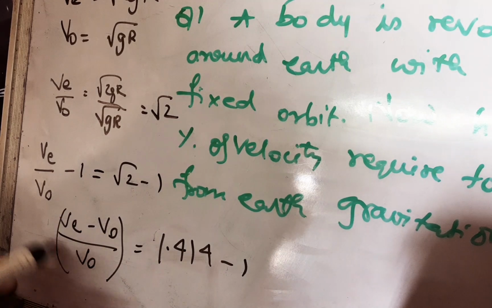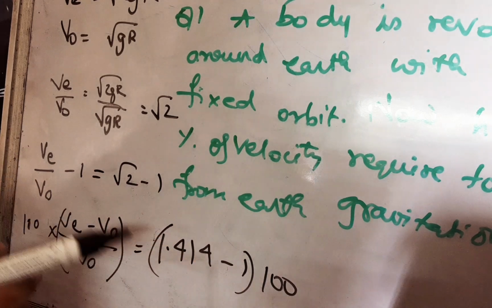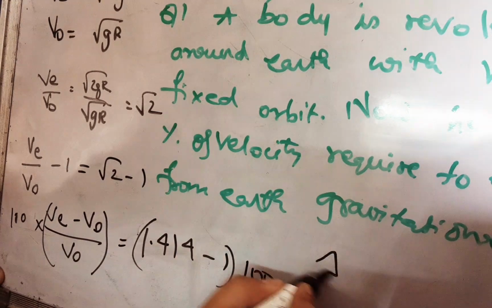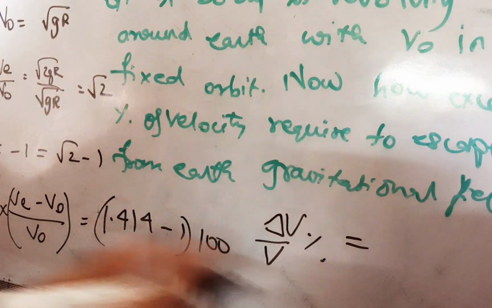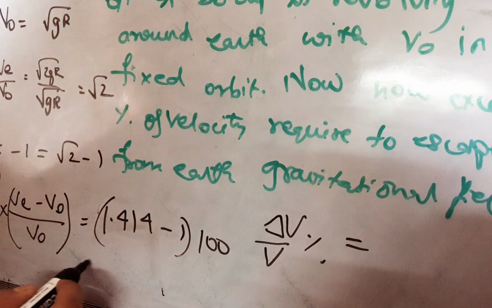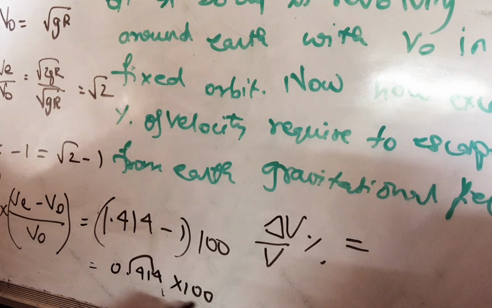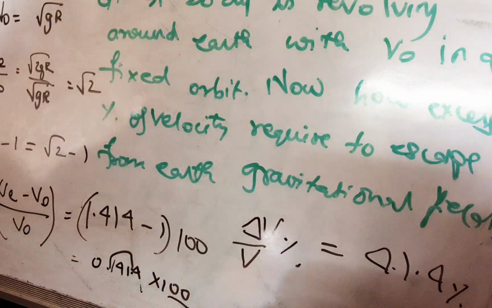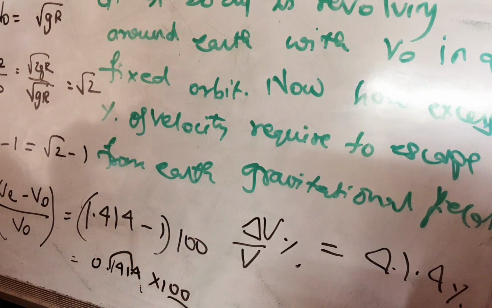Okay. So percentage is asked, so for percentage both sides multiply by 100. So ve minus v0, I can say the excess fraction percent is equal to 1.414 minus 1. This will be equal to 0.414 into 100. Due to 100, the point will shift this side. So the answer will be 41.4%. So how much excess velocity is required? 41.4% of excess velocity is required.